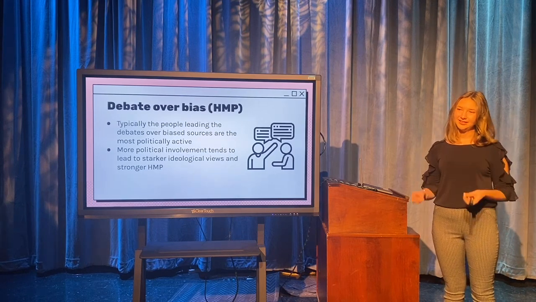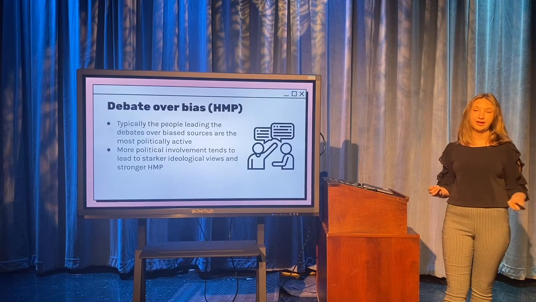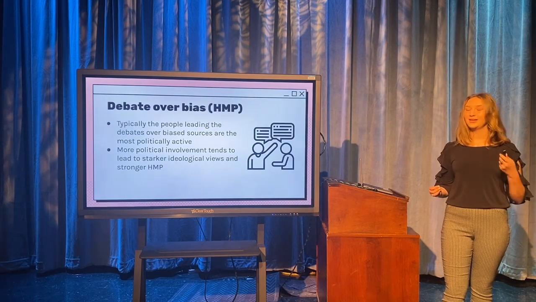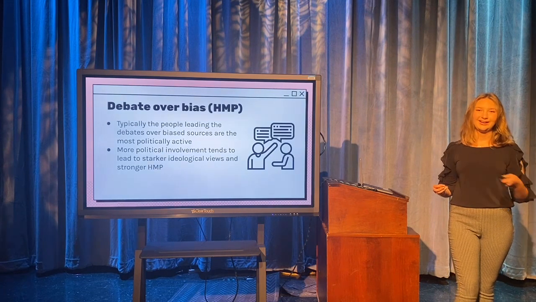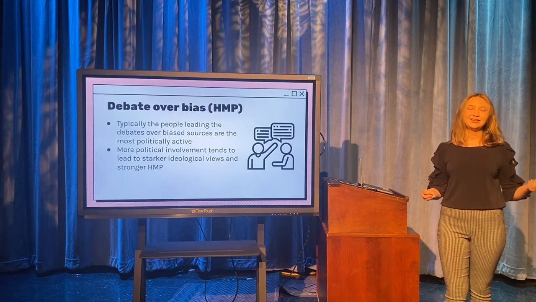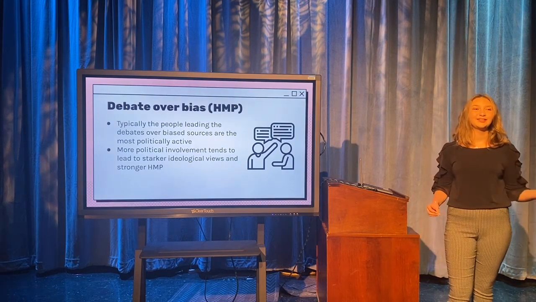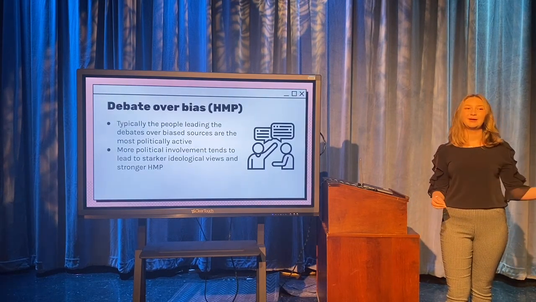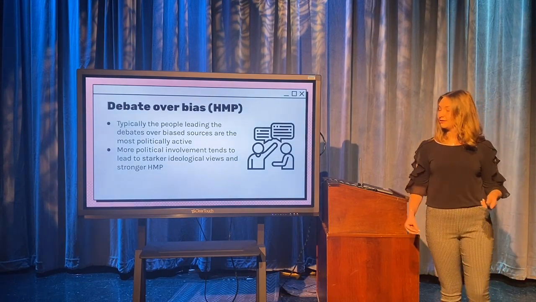The more politically active you are, typically the stronger your ideology gets as you refine your viewpoints. Because your ideology is stronger, it extends what's called your latitude of rejection, which means you are so much more susceptible to hostile media perception. You are so much more likely to find things that are completely unbiased as biased against you because you have such specific views.